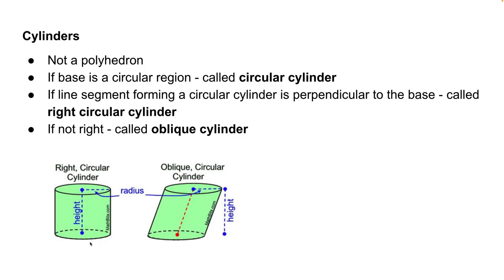Okay, if the line segment forming a circular cylinder is perpendicular to the base, meaning if you drop the weight directly down, then it's gonna form a 90-degree angle, and it falls right in the middle of the bottom base, then it is a right cylinder. If not, so you drop it, and where does it land? Here. It's not in the middle. It's not the center of the bottom circle, right? It drops down here. Then it will be an oblique cylinder.